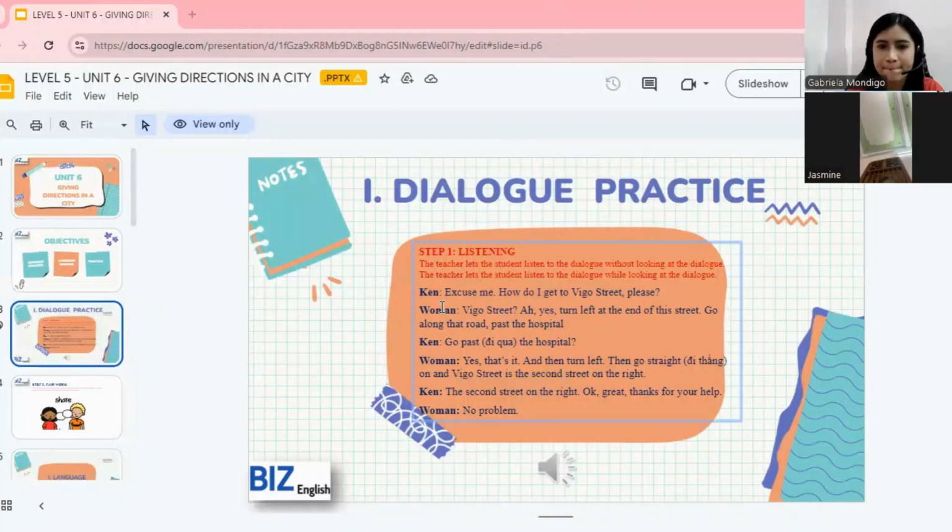Excuse me, how do I get to Vigo Street, please? Vigo Street? Yes, turn left at the end of the street. Go along that road past the hospital. Go past the hospital? Yes, that's it. And then turn left. Then go straight on, and Vigo Street is the second street on the right. The second street on the right. Okay, great. Thanks for your help. No problem.